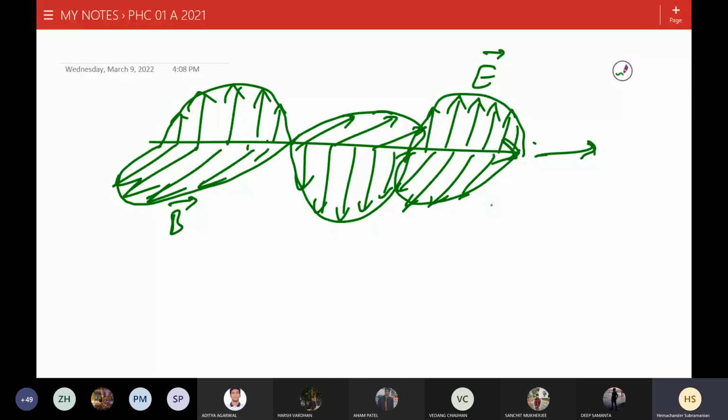Yes, sir. So we have basically derived the properties of electromagnetic wave. It's a transverse wave with E and B perpendicular to each other, and it's propagating in a direction perpendicular to both E and B, right from Maxwell's equations.